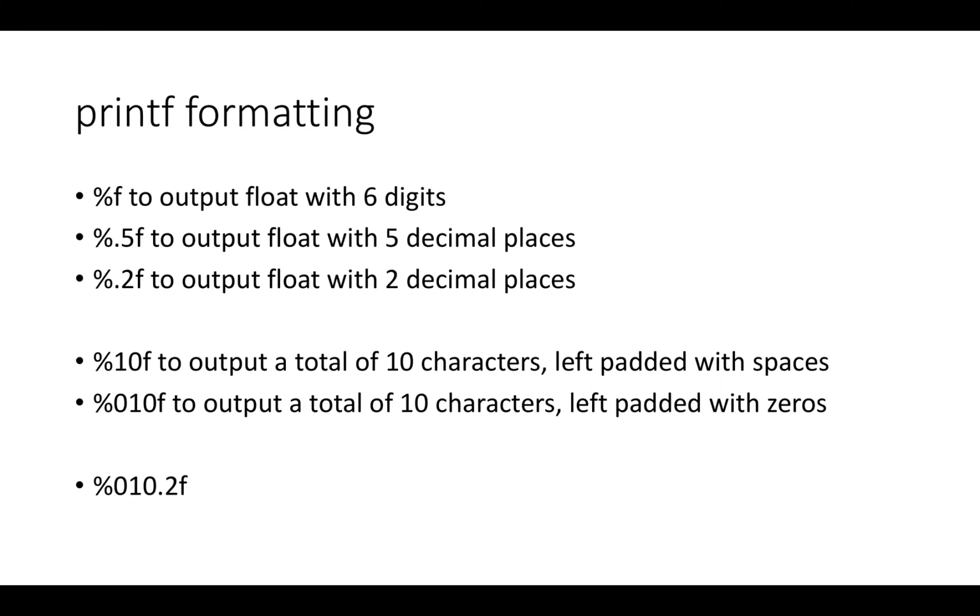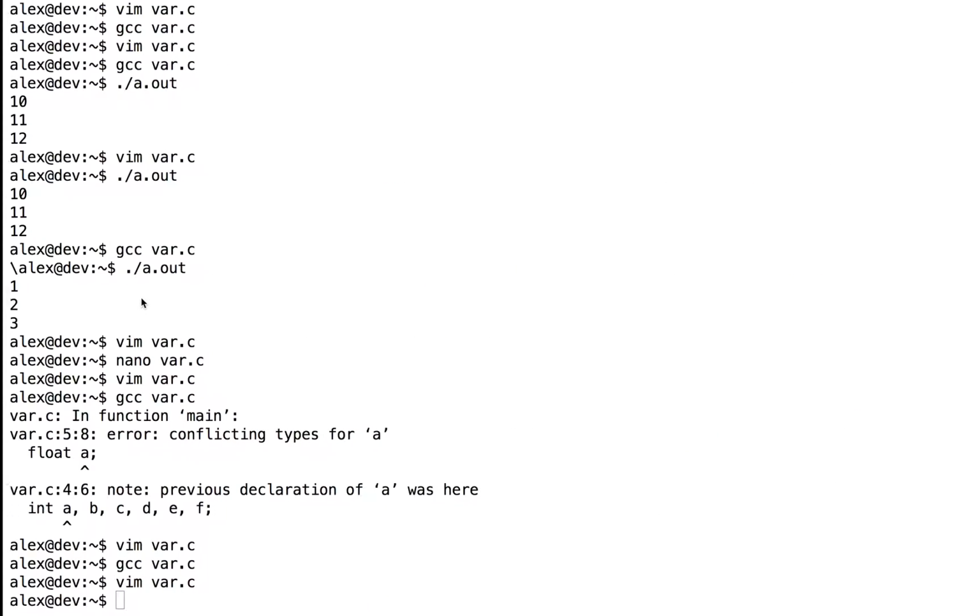So we're going to talk about just printf formatting of floating point numbers. By default, when we do %f, it'll output the float with 6 digits. But if between the % and the f we do a period and then a number, it'll output that many floating point digits. So let's say we do .5, it'll output it with 5 decimal places, and .2, it'll output it with 2 decimal places. So I'm just going to go demonstrate that quick.